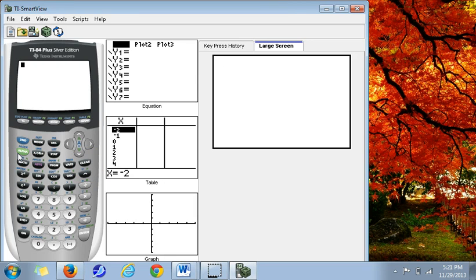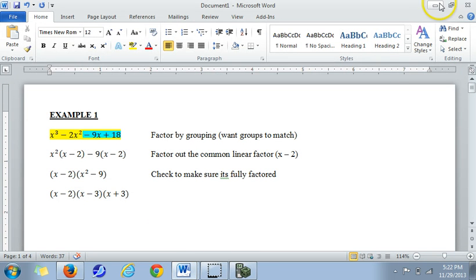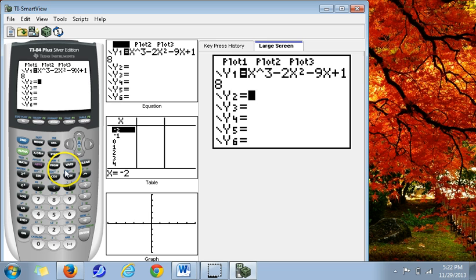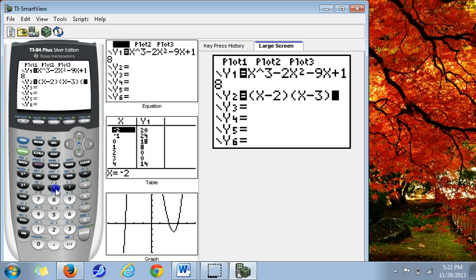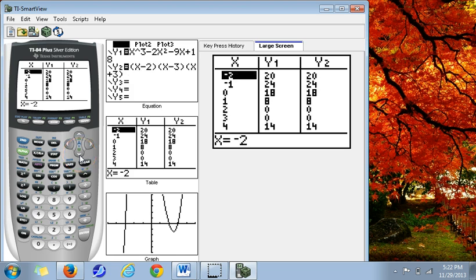Okay, I've got my graphing calculator pulled up here, and how I check to make sure that my factored forms are correct is I go to the y equals and type in my original expression, x to the third minus 2x squared minus 9x plus 18. And then I type in the second expression, my factored form: x minus 2 in parentheses, x minus 3 in parentheses, and x plus 3 in parentheses. Now I will push second graph and take a look at my table, and you can see the values in y1 and y2 match, because those two things represent the same expression. They're just different forms of the same thing.